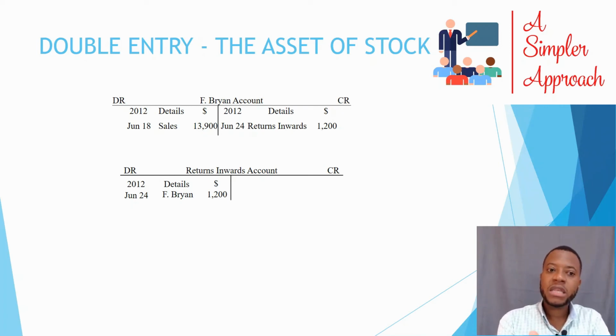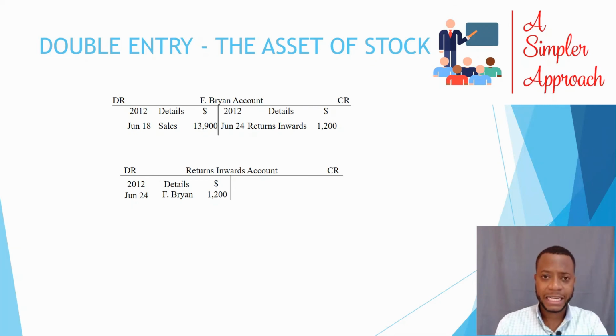So on the 18th, we sold him goods, 13,900, and then on the 24th, he sent back some of those goods to us. Okay, now this, once again, is bringing out the concept of 1 account per item. So I would not go ahead and open another F. Brian T account to put information in it. That would be chaotic because you would end up having multiple accounts of the same item spanning multiple dates. That would be chaotic.